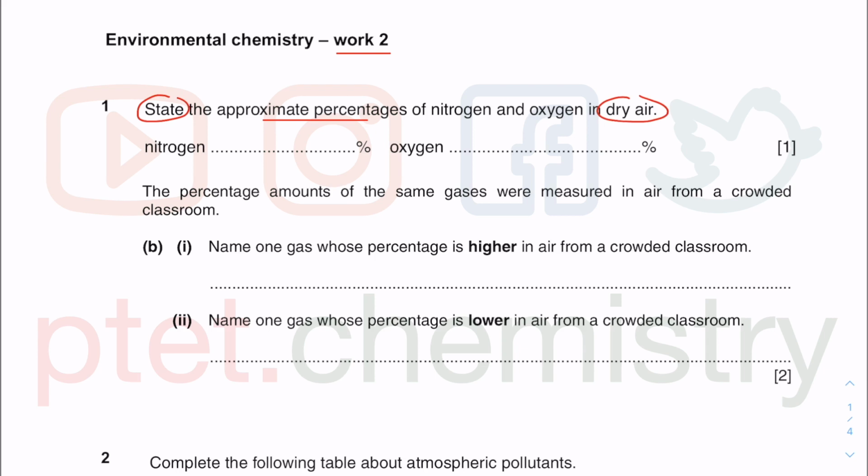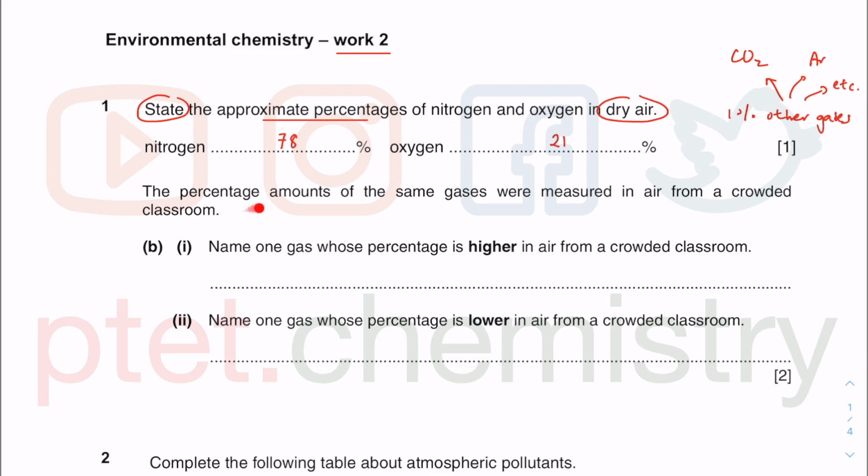So dry air is basically just the normal composition as stated in the syllabus: nitrogen is around 78%, oxygen is around 21%. When you add these two together in a calculator, you still have 1% of other gases. The other gases include carbon dioxide, argon, etc. Argon is just a noble gas.